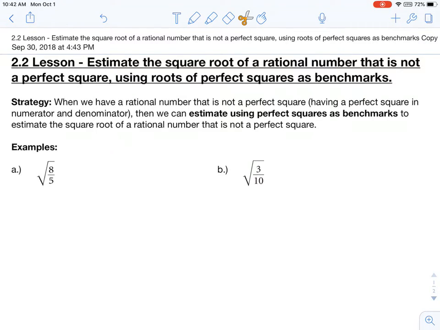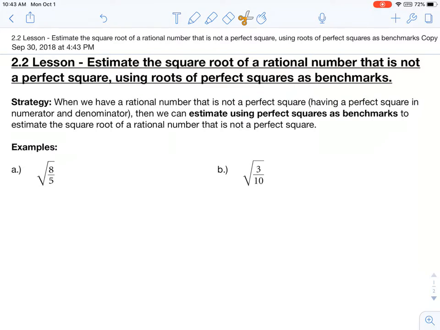All right, so in this lesson, we are going to estimate the square roots of rational numbers that are not perfect squares. In the lesson before this, we were working with perfect squares, but this time we've got to estimate the square roots of non-perfect squares. And how do we do that? We use what we know. We know perfect squares, and so we use perfect squares as benchmarks.